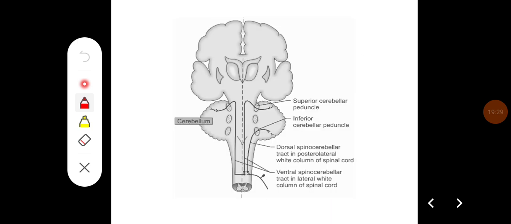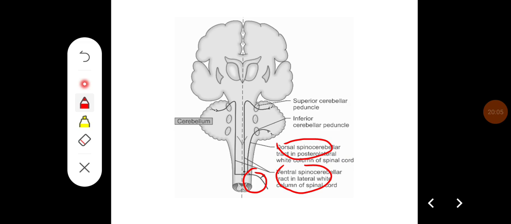So this diagram shows the dorsal and ventral spinocerebellar tract. From the Clark's column, the dorsal spinocerebellar tract is going to enter the inferior peduncle to reach the cerebellum. They reach the vermis, then they are going to reach the anterior and posterior part of the cerebellum, whereas the ventral spinocerebellar tract, most of them are going to remain uncrossed.